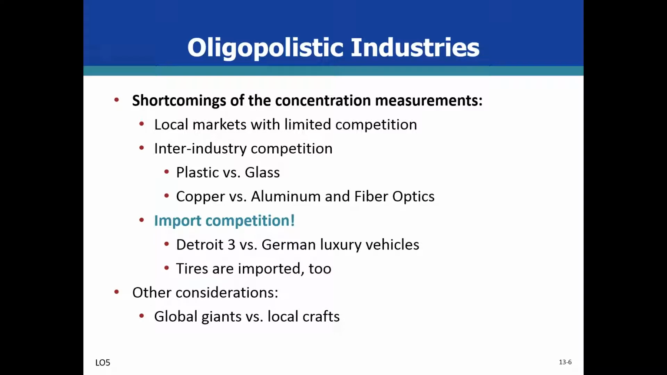These concentration measures have historically been measured among domestic producers. Yet, import competition has decreased the market power of local firms in the U.S. The Detroit Three, GM, Ford, and Fiat Chrysler compete against imported German luxury brands and Asian entries. Some of these actually assemble vehicles in the United States.